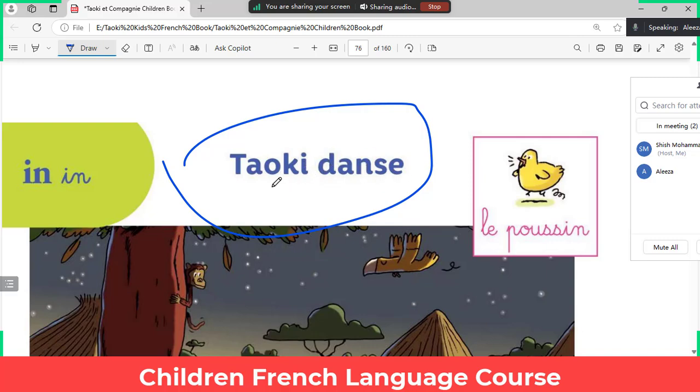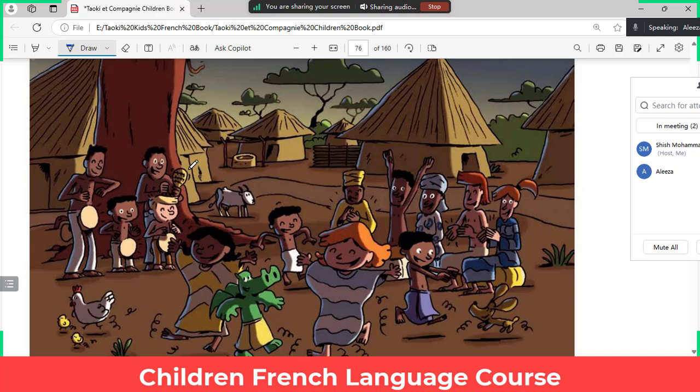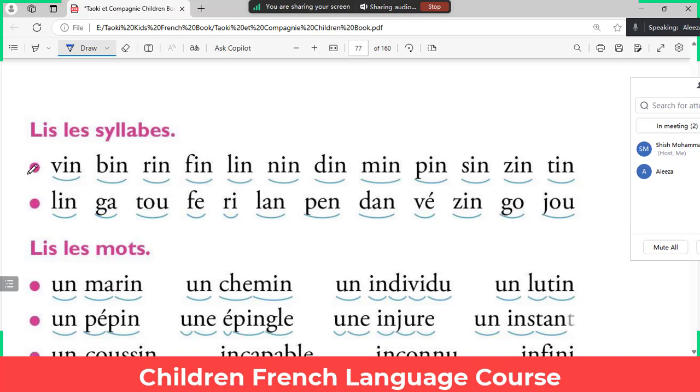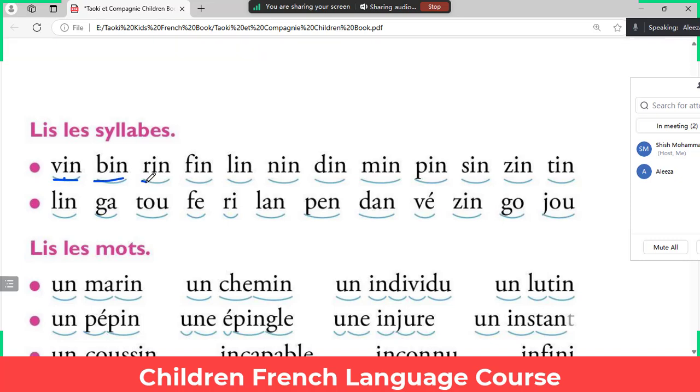Taoki dance. Okay then. Vin. No, sorry. E and N, "vin" is A, okay? So it's a va. It's a nasal sound, okay? Va. Pa. Ba. Same thing, right? Okay then. Pa. Fa. Va, ba, ra, fa.